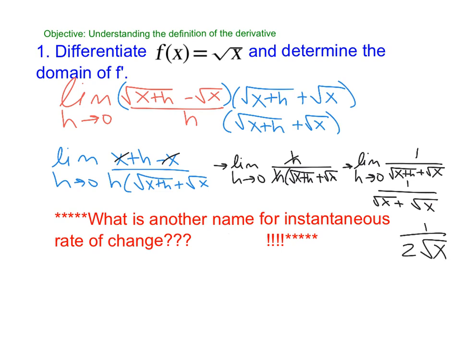So the derivative of the square root of x is 1 over 2 root x. I actually recommend you memorizing this. It's a really good thing to know, that the derivative of a root is 1 over 2 times the root. From yesterday's lesson, what is another name for instantaneous rate of change? That is your velocity. Right? So we can say if a particle is moving along the x-axis and has a position of square root of x, what is the velocity? The velocity is 1 over 2 root x.